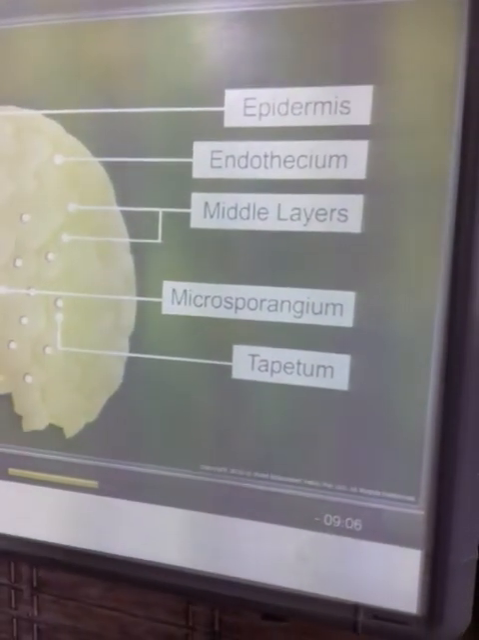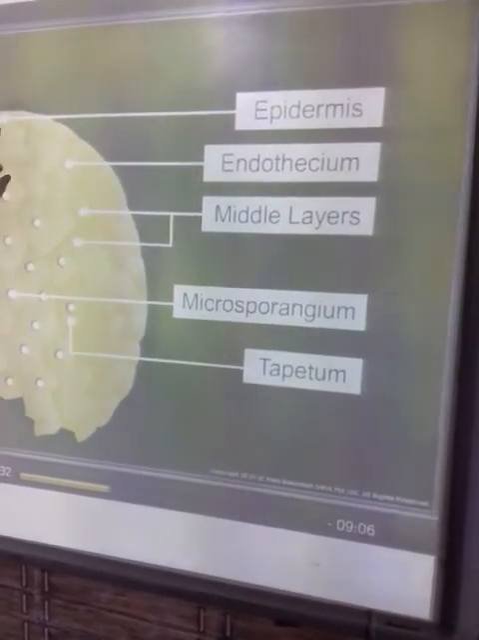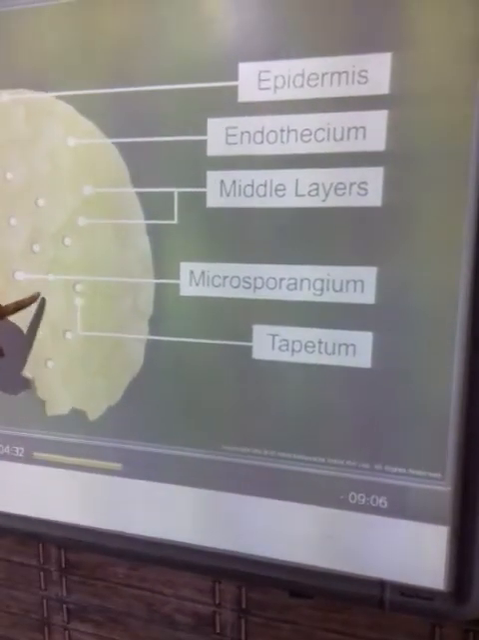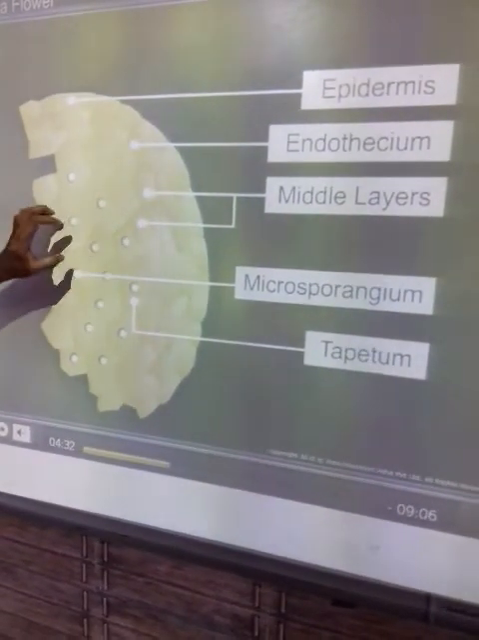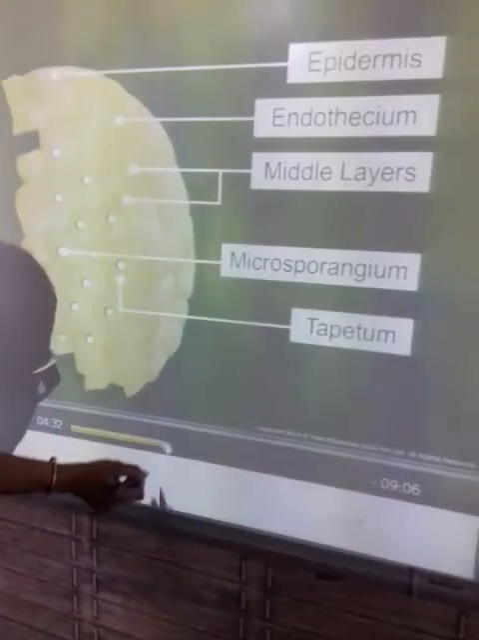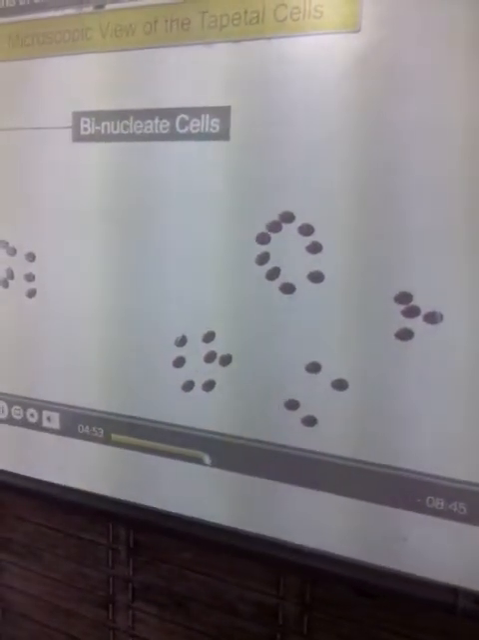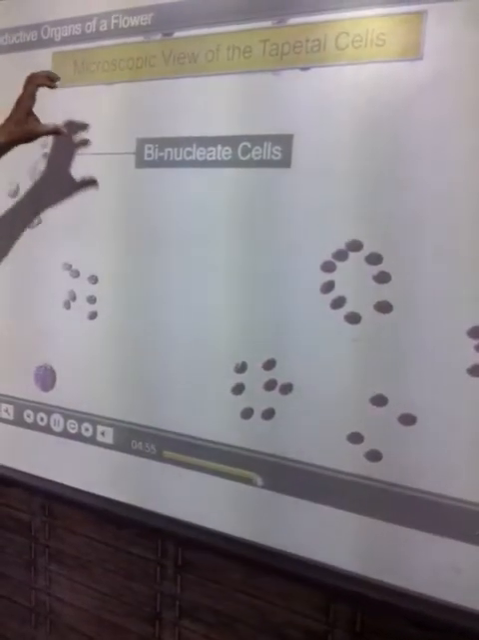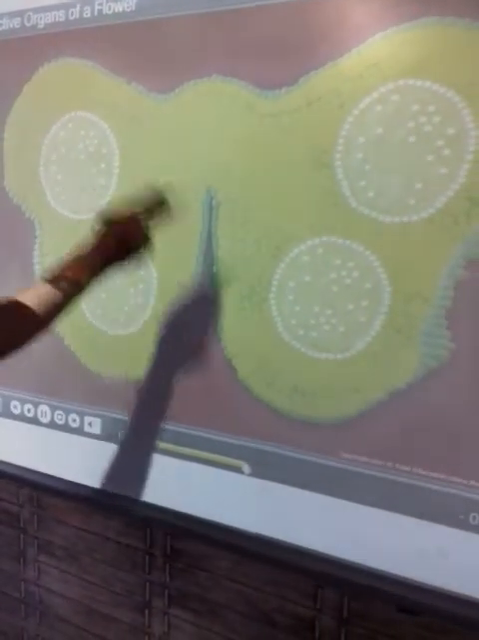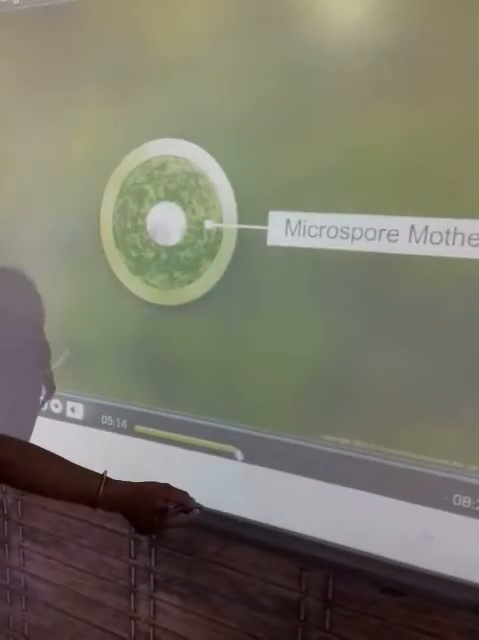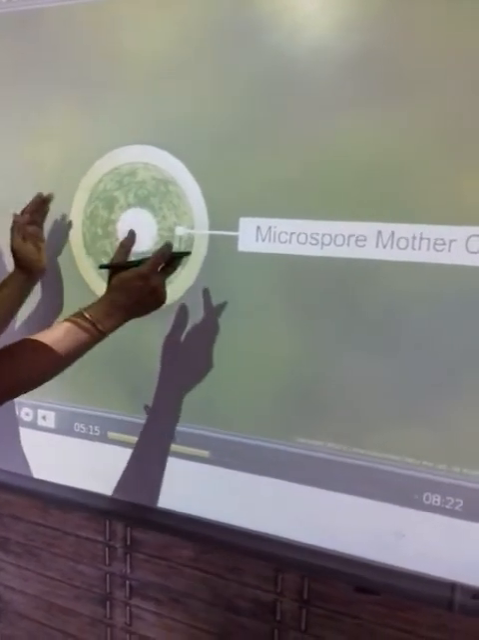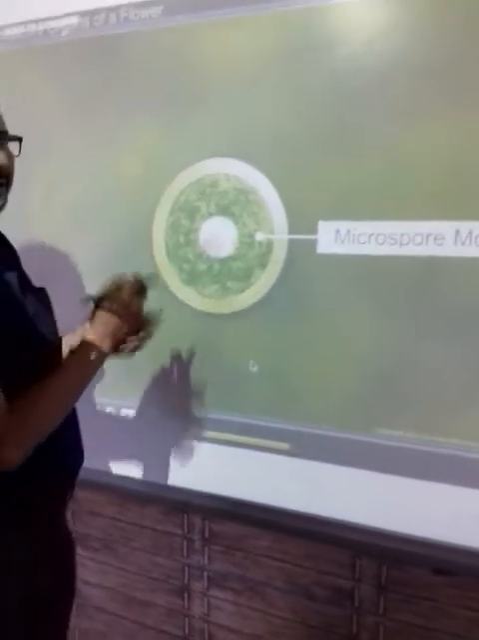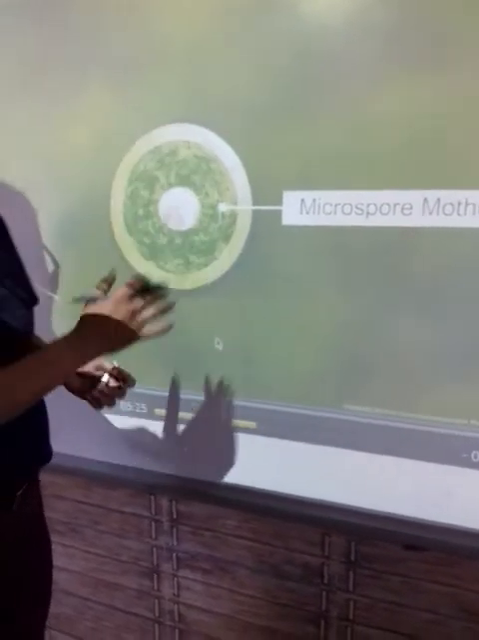And here you can see how they develop. They are showing here the epidermis, the endothecium, the middle layer. This is the microsporangium, which undergoes meiosis, and this is the tapetum there. This is the microscopic view of the anther lobe. So this is the microspore mother cell, from where the male gamete develops. That is the development of the pollen grain.